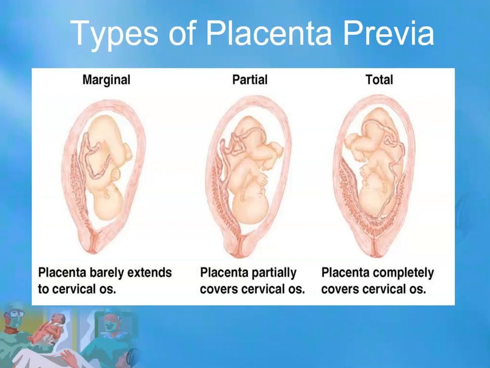So as you can see, marginal is where the placenta barely extends to the cervical os. The placenta partially will cover the cervical os with a partial previa. And then the placenta will completely cover the cervical os if it's a total or complete placenta previa.